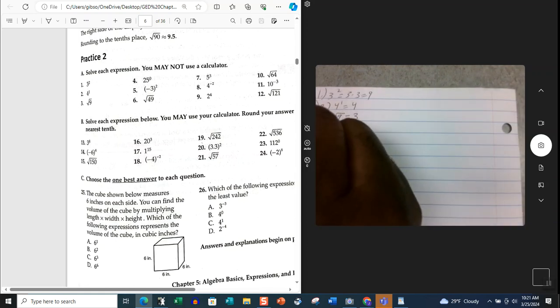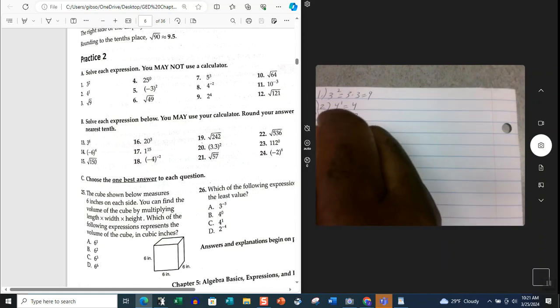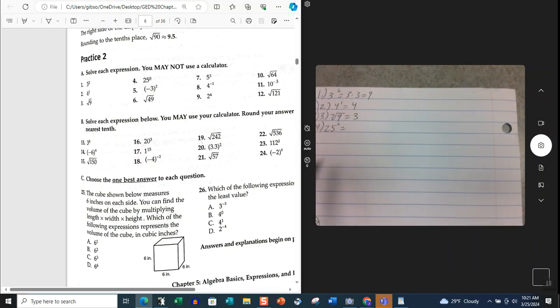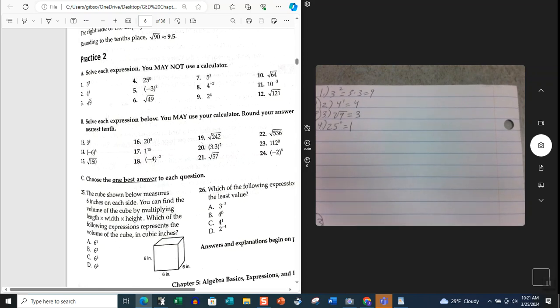So problem number 4, we had 25 to the 0 power. Now we were told anything to the 0 power except 0 equals 1. So 25 to the 0 power is 1.